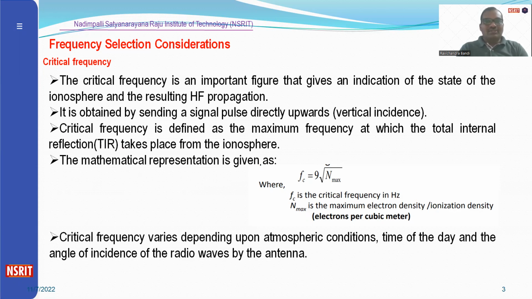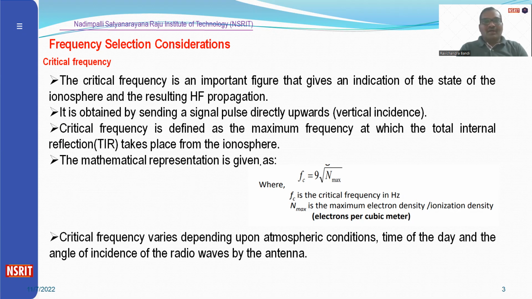So in this, the wave travels from transmitter to receiver through reflection from the ionosphere over long distances. That's why it is called point-to-point communication. And the frequency range of skywave propagation is 3 to 30 megahertz. That we all know.